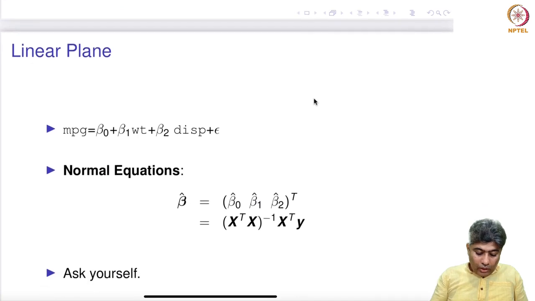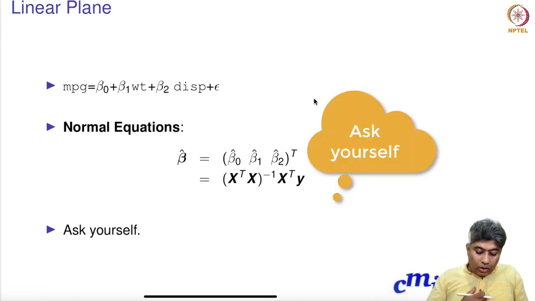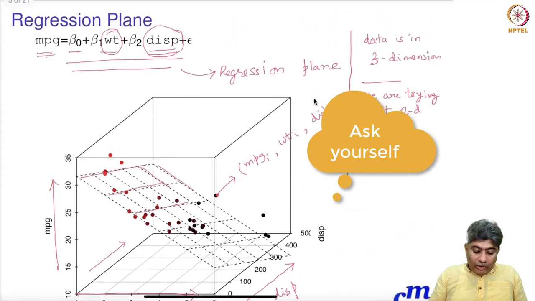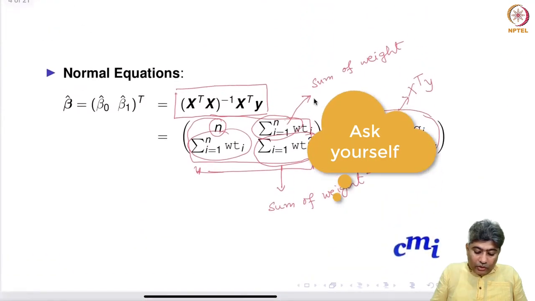Now if we solve this as a normal equation, it will be X transpose X inverse X transpose y. So here is an ask-yourself question: how would the analytical solution X transpose X inverse X transpose y look? If you remember, for the 2-dimension problem, for the previous problem, we solved this, and this was our solution, right?